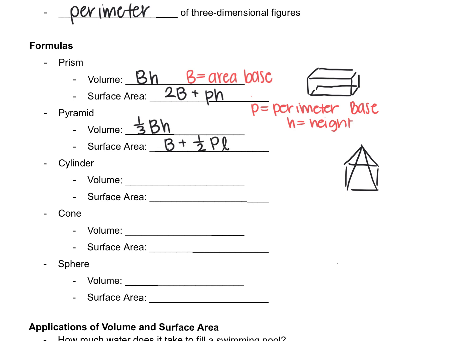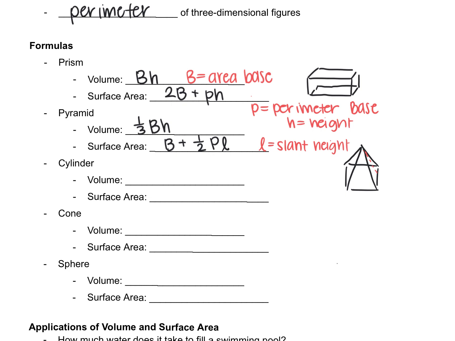So P is still the perimeter of your base, but L is something called the slant height. That is the height of one of the triangles that's on the side. It is different than the perpendicular height, which goes from the vertex straight to the middle of whatever your base is.